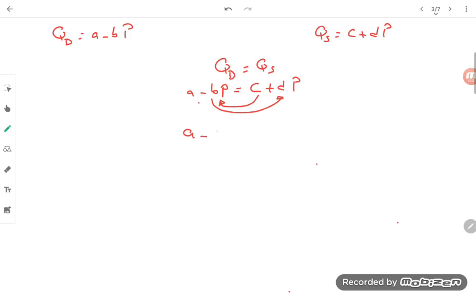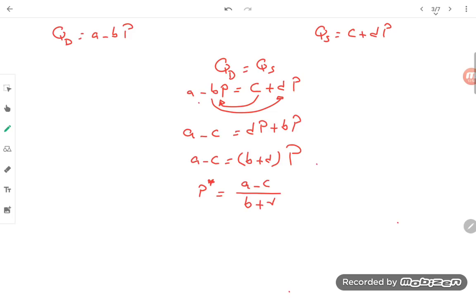So it's A minus C equals DP plus BP. We are going to take P as the common factor, so it's A minus C equals B plus D, times P. Now we are going to divide the whole equation by B plus D. So the equilibrium price will be calculated as A minus C divided by B plus D. This is the equilibrium price.